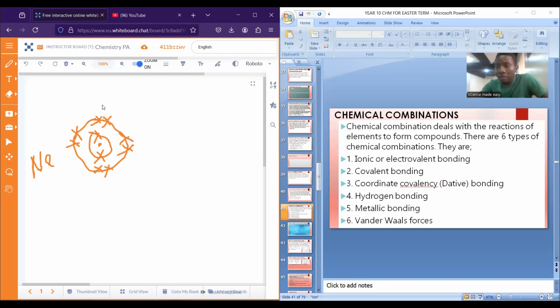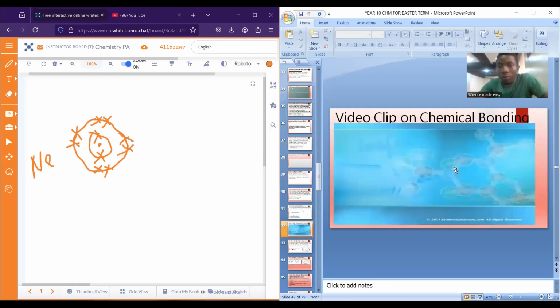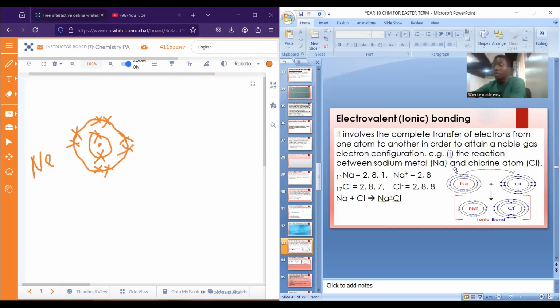So we have two main types of chemical combination, which is the ionic or electrovalence combination, electrovalence bonding. Electrovalence bonding is also known as ionic, and I'll explain the reason why they call it ionic. It involves the transfer of electrons from one atom, usually metallic, to another atom, usually non-metallic. That means the electrovalence combination is a combination between a metal and a non-metal.